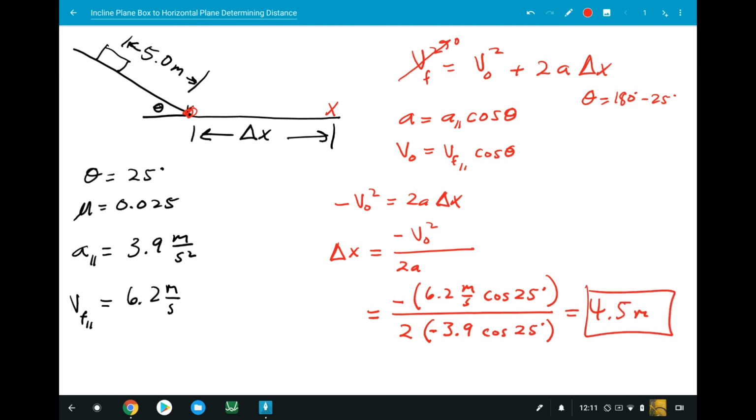Okay, so this is just giving you a basic introduction into determining distance from an inclined plane. Enjoy doing physics and keep practicing.